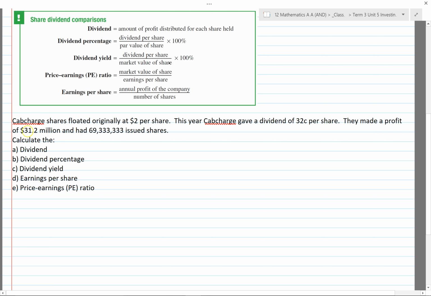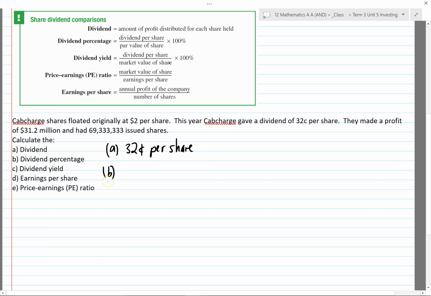For Cab Charge, shares have floated for $2 per share. This year, Cab Charge is giving a dividend of 32 cents per share. They made this profit and this many issued shares. So I'll calculate each of these things. Part A, the dividend. They're giving a dividend of 32 cents per share. That's pretty easy. We're just reading it from the question.